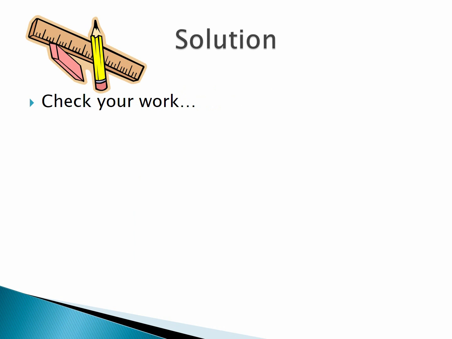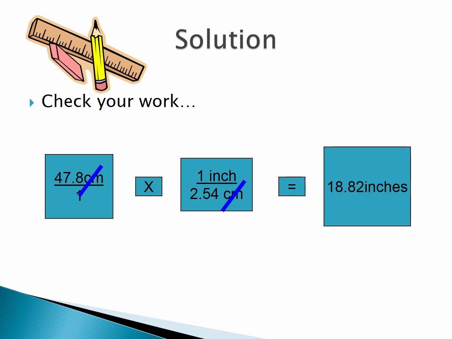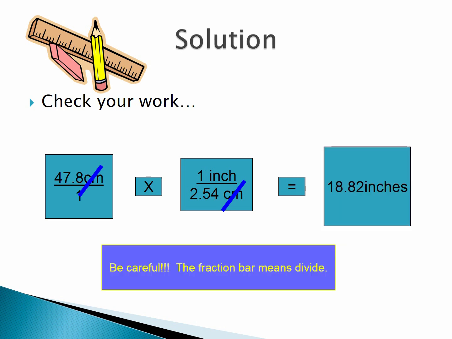Let's check your work. We start with the known value, 47.8 centimeters. We multiply it by the conversion unit, which is 1 inch equals 2.54 centimeters. Cancel out the units. Our answer is 18.82 inches. Remember, the fraction bar means to divide.